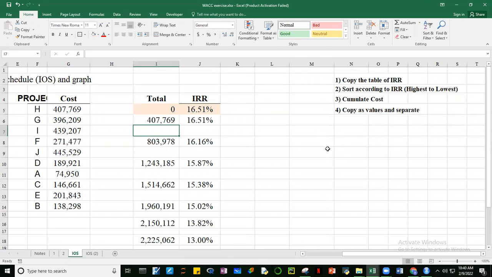So the technique is ika-copy natin to, copy this one. Okay? And then magdadagdag ako ng 0.01. Isang centavo lang, no? Okay? And then it will be equal to 16.16%. Okay, let me copy the format.